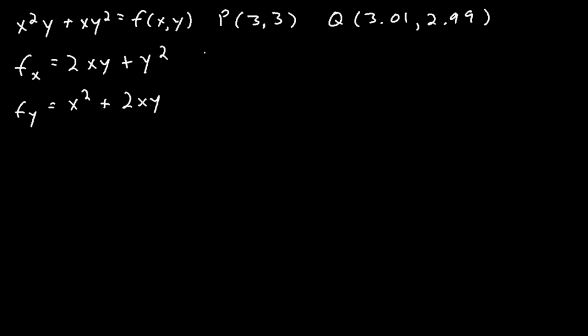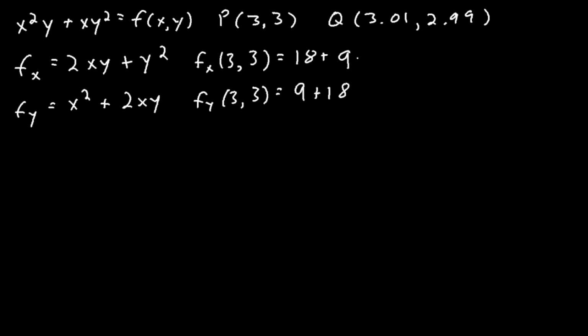So we plug in our values for P, so f of y, 3, 3. So we plug in our values, we get 3 times 3 times 2, which is 18, plus 3 to the power of 2, which is 9. And this is 9 plus 18. And we get 27 here. So we have our gradient. So our gradient is 27, 27.